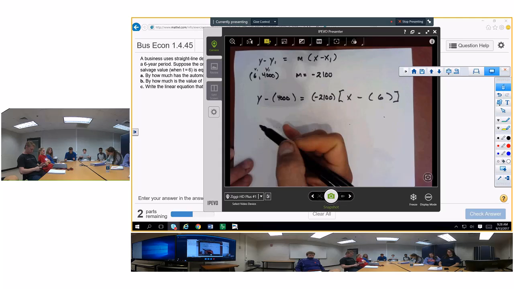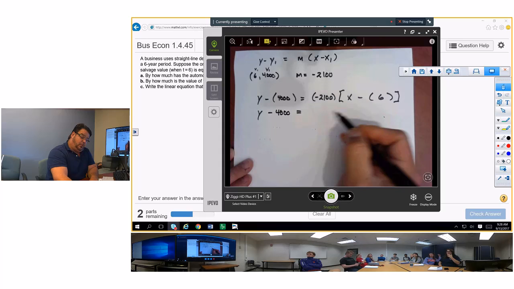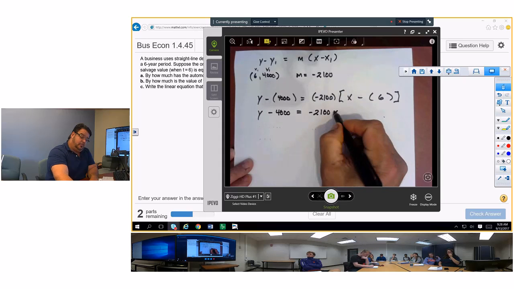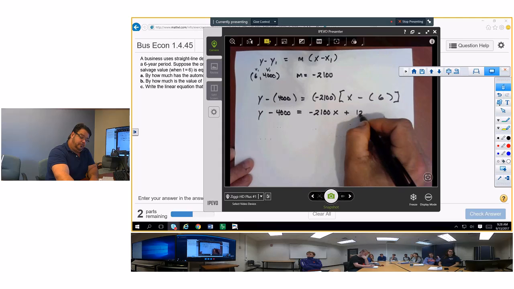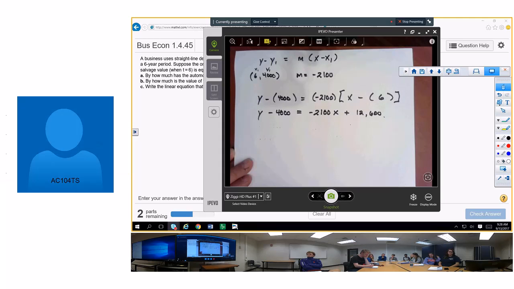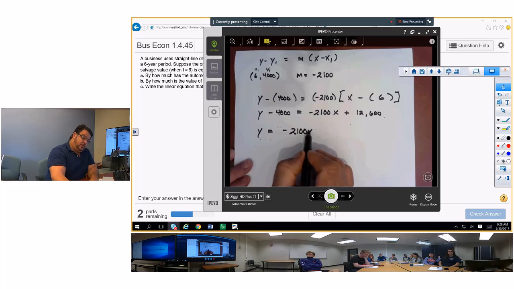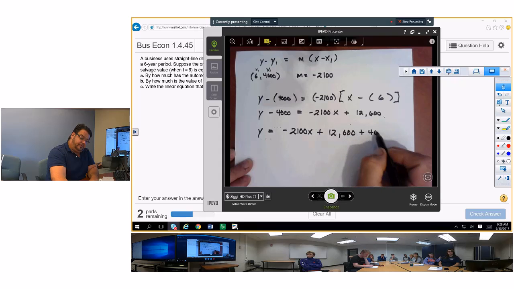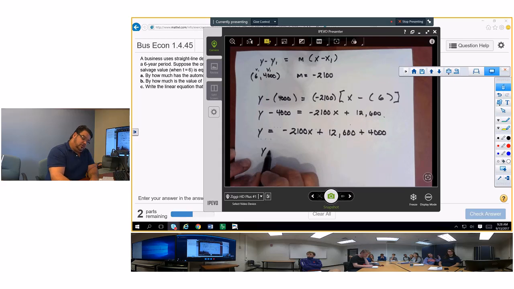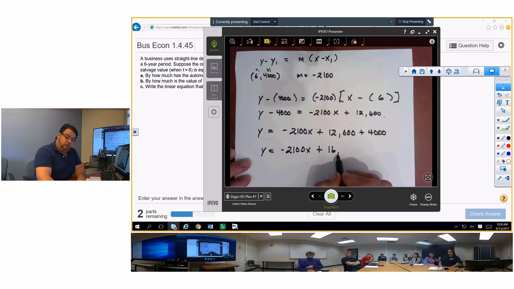So y minus 4000 is equal to negative 2100x plus, well, that's going to be 12,600. Y is equal to negative 2100x plus 12,600 plus 4,000. So your final equation is y is equal to negative 2100x plus 16,600.